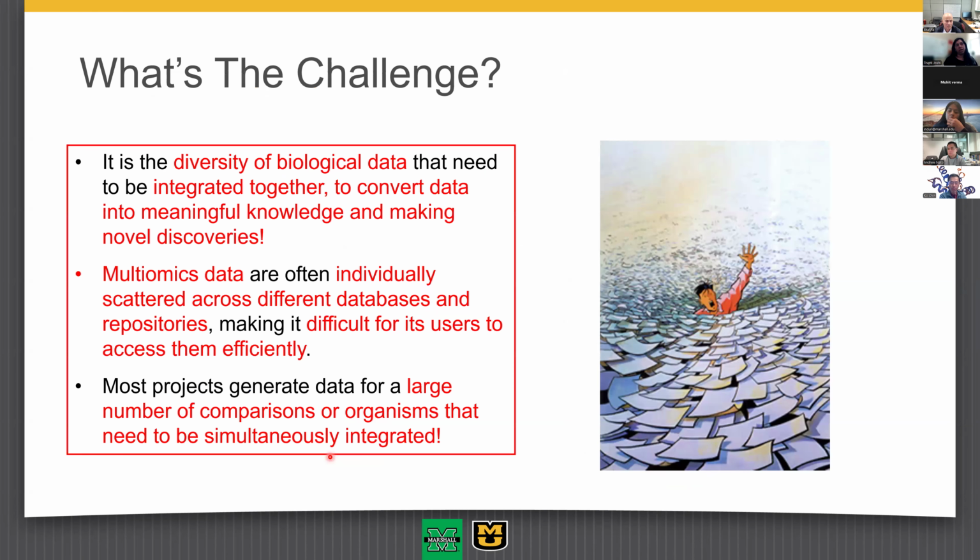Now, what is making it challenging is this diversity, right? There are so many different data types, there are so many different repositories, and not everything is deposited at the same place, where it's easily connected to the other pieces that you can quickly find or utilize. They are spread across different repositories, and the larger the size of the project gets, the more comparisons you're looking at, the more complex all of this becomes, right?